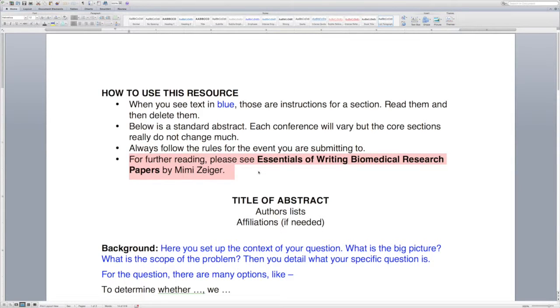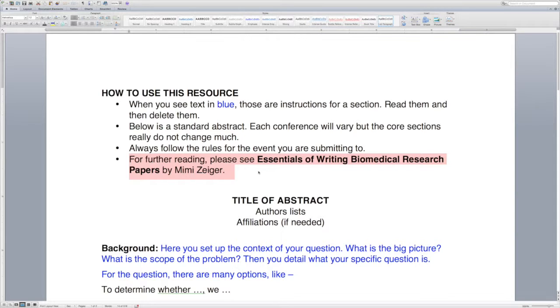So when it comes to any kind of science writing, I always like to recommend this book, Essentials of Writing Biomedical Research Papers by Mimi Ziegler. You can get it on Amazon.ca or .com, and it's a wonderful book for breaking down the very essential points of writing any kind of biomedical research. Looking at papers, abstracts, that sort of stuff.